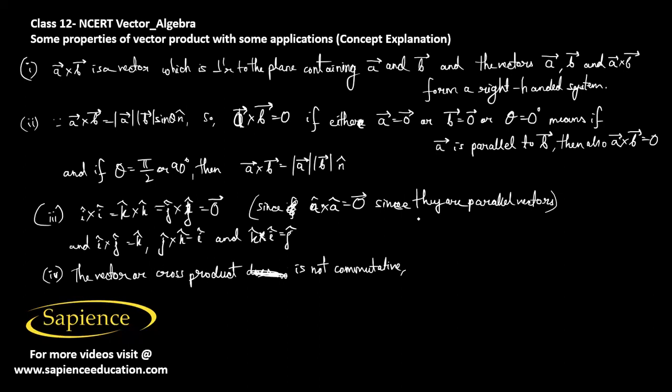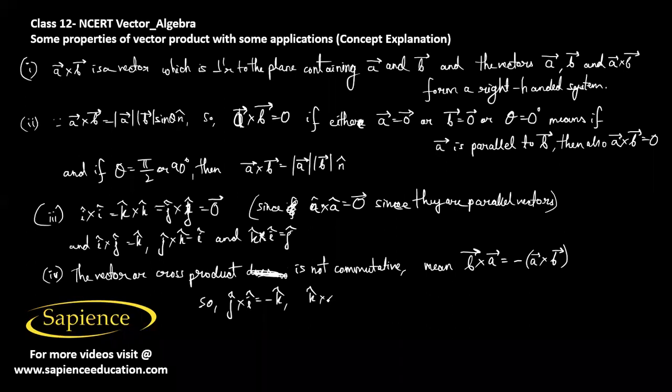It means that B vector cross A vector is equal to minus of A vector cross B vector. So it means that J cross I is equal to minus K, and K cap cross J cap is equal to minus I cap, and I cap cross K cap is equal to minus J cap.